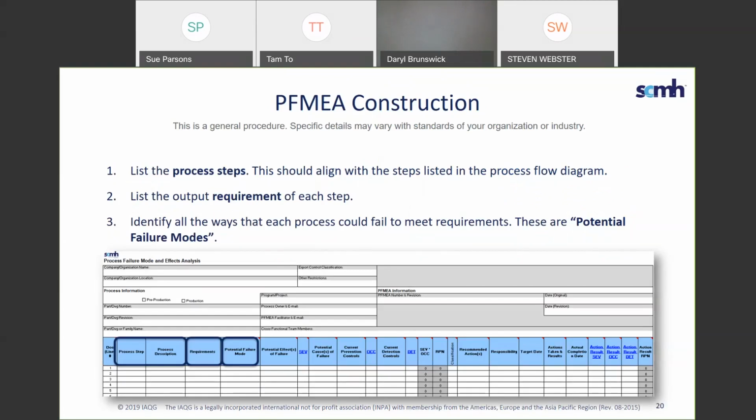So let's construct it. And what we don't talk about here, which I want to highlight a little bit, is the top part of this, what we call the header. The header is not blocked off here, but you put your company information, you put your team members down, you put whether it's a pre-production PFMEA or production FMEA, you put the part or the operation number you're working through, you put the date it was originated.